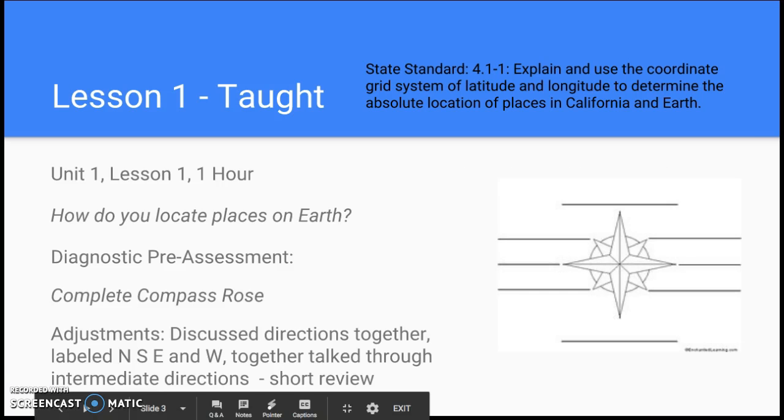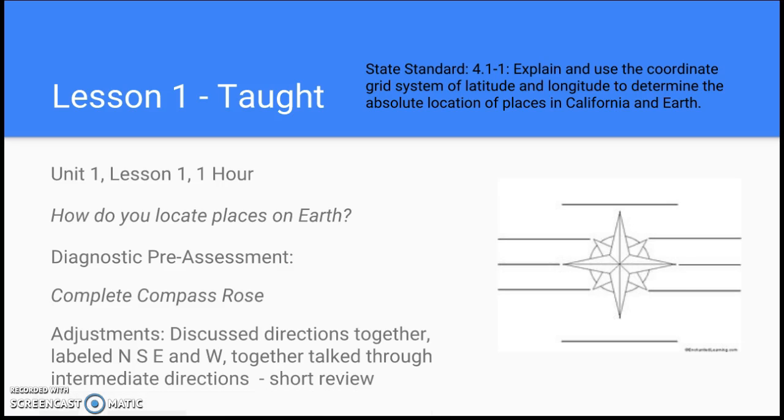So this is lesson 1 of the unit that I created and taught. My lesson was 1 hour. The state standard that we were trying to hit is: explain and use the coordinate grid system of latitude and longitude to determine the absolute location of places in California and Earth. Before you are able to do that, you need to know directions and understand how to use a compass rose.